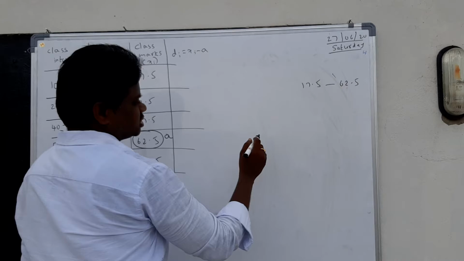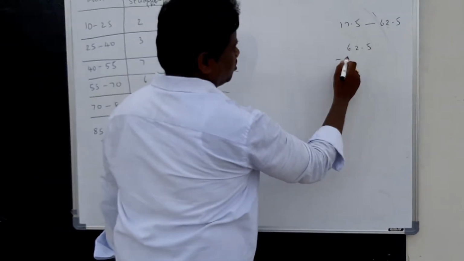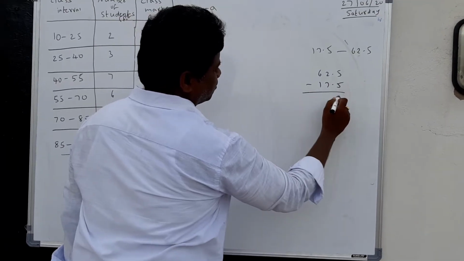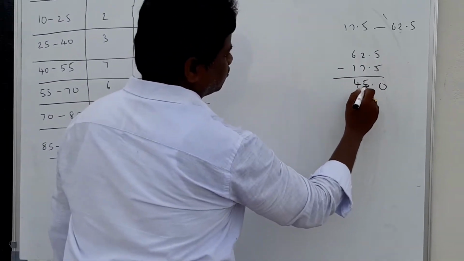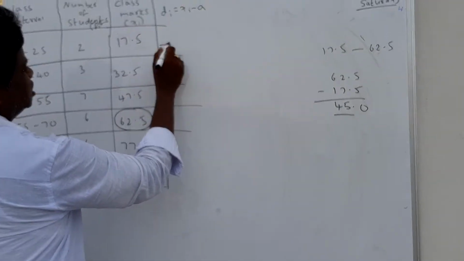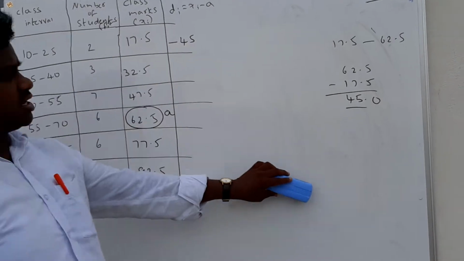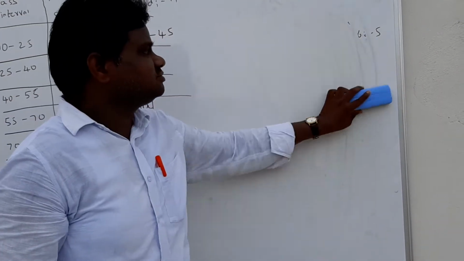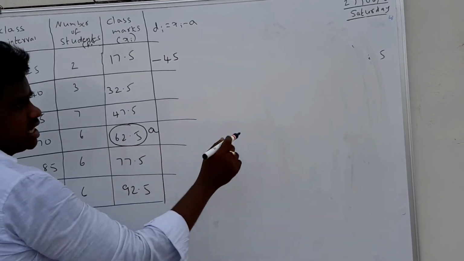So how do you get 72.5 minus 62.5? Subtraction: 62.5 minus 17.5 means 0, 12 minus 7 is 5, 5 minus 1 is 4. That is, we will get minus 45. Like this, for 32.5 also you have to do the calculation.